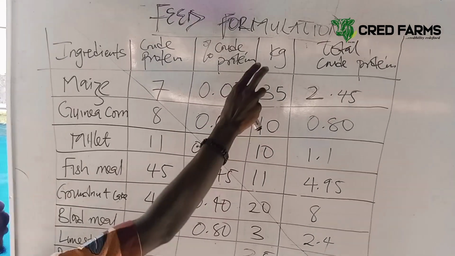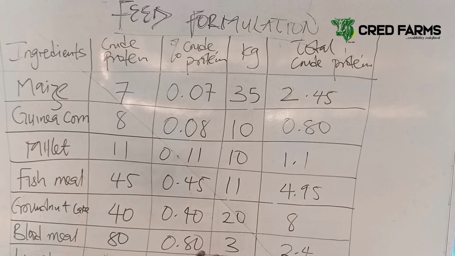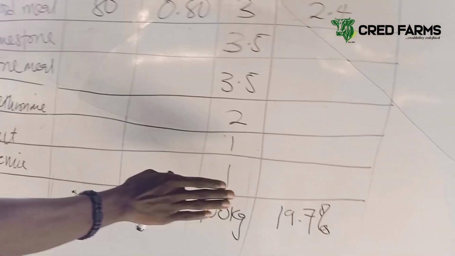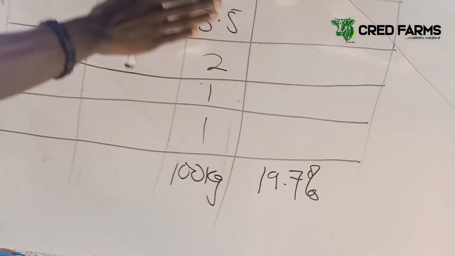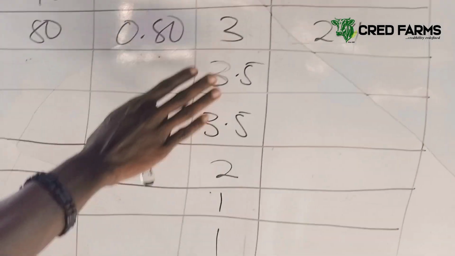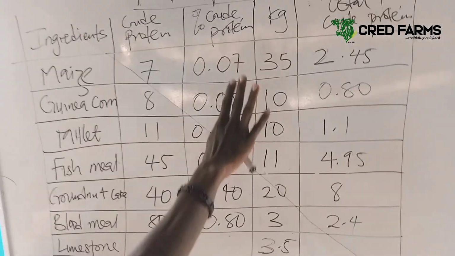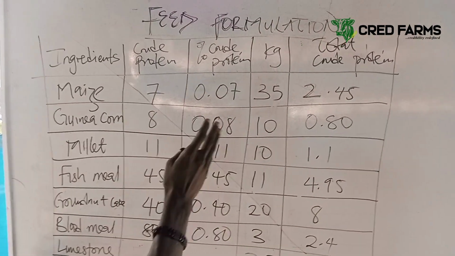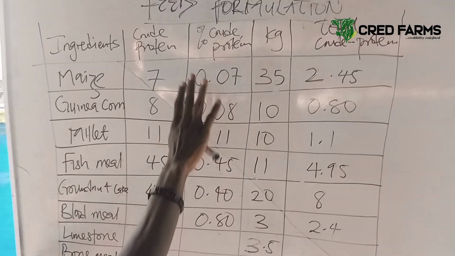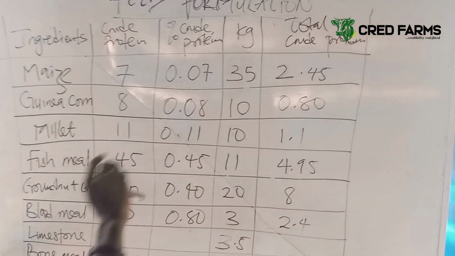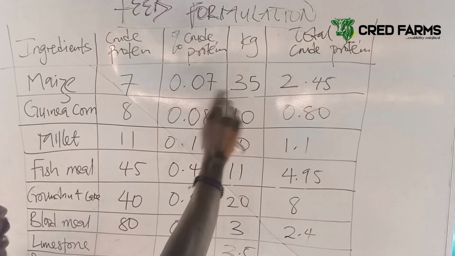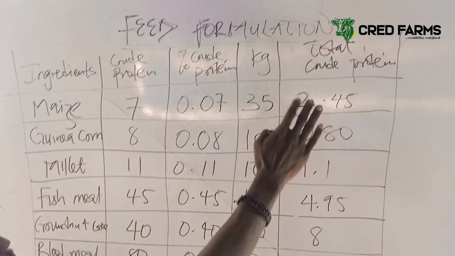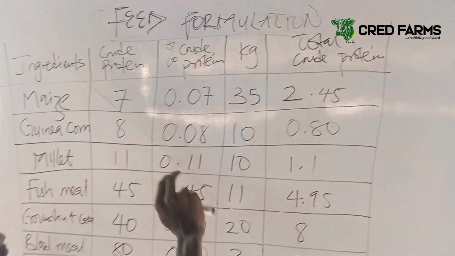Now this is where the trial and error comes in. You first of all calculate your minerals and your vitamins, so that it doesn't cause a lot of confusion. Once you have them, if you fix the figure, then the remainder you share among your protein and carbohydrates, always knowing that your carbohydrates will always carry more. Then you multiply the kg and the percentage crude protein. It will give you the total crude protein. When you do it for each of these, you add them up.